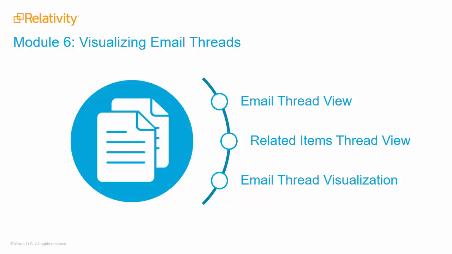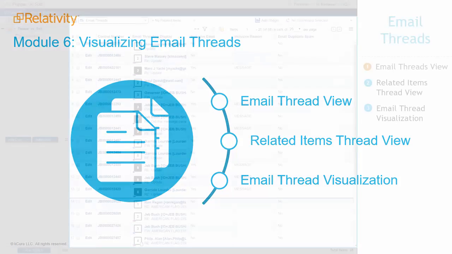When it comes to reviewing these thread groups, we also offer a few tools to help you understand and then to more efficiently code those email threads. In this module, we're going to look at those tools that will be available to you, but it's important to note that these are only going to be available if your case administrator has enabled and run email threading in your environment. So these tools include the email threading view, the related items thread view, and email thread visualization.